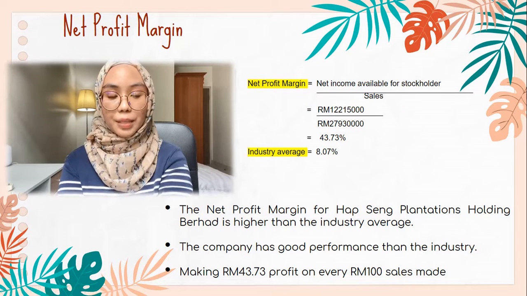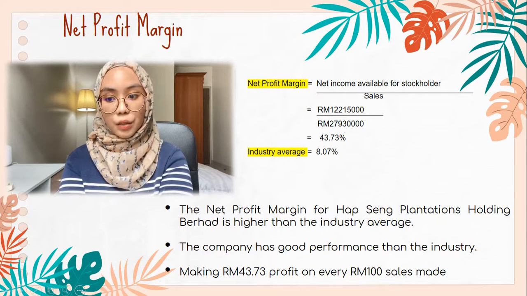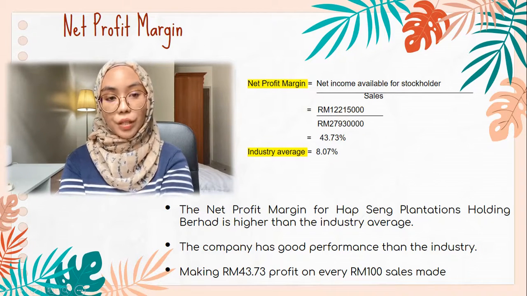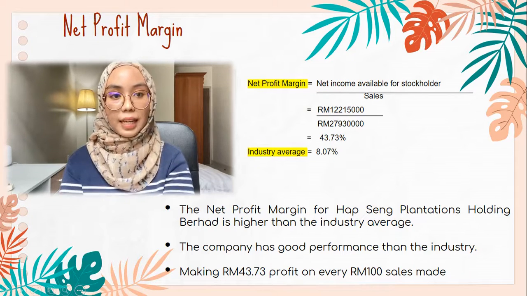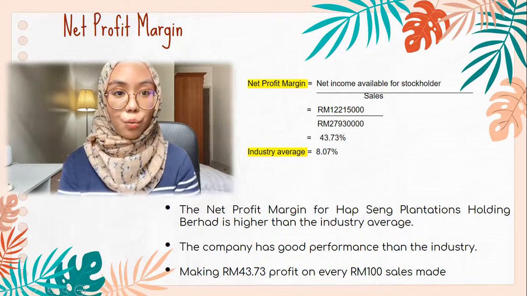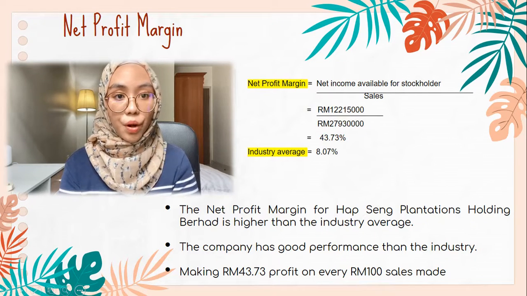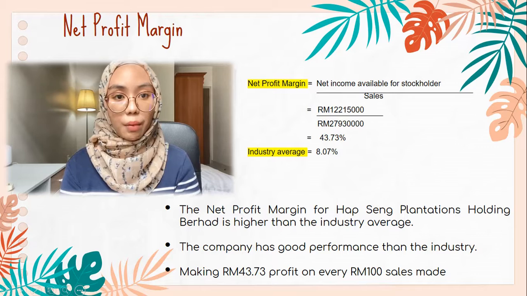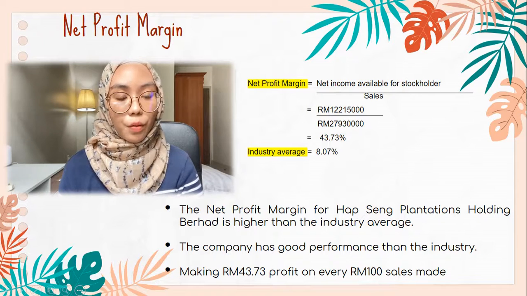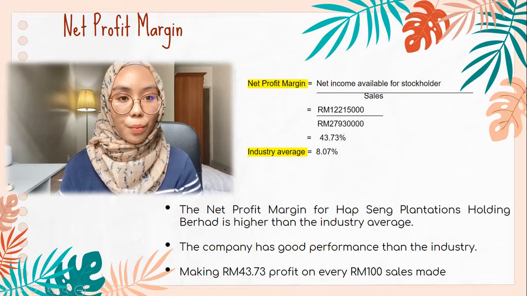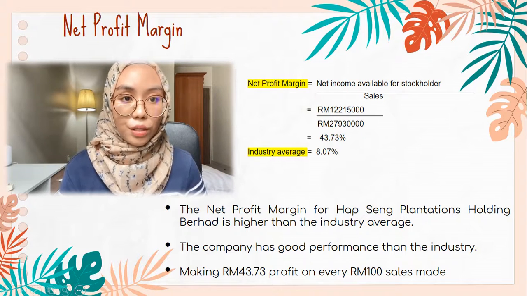Net profit margin is the percentage of revenue left after all expenses have been deducted from the sales. To calculate net profit margin, we need to divide the net income by the sales. As for Hap Seng Plantations Holding Berhad, the net income is equal to Ringgit Malaysia 122,150,000 and the sales is equal to Ringgit Malaysia 279,300,000. It will result in 43.73% net profit margin for Hap Seng Plantations Holding Berhad. Meanwhile, the industry average for net profit margin is equal to 8.07%.